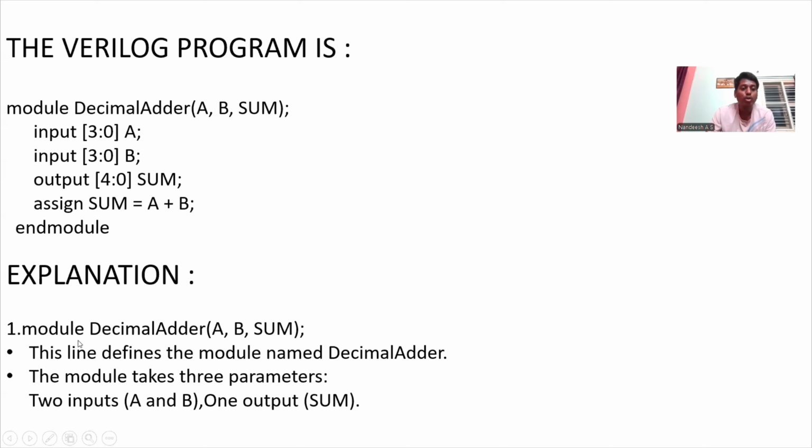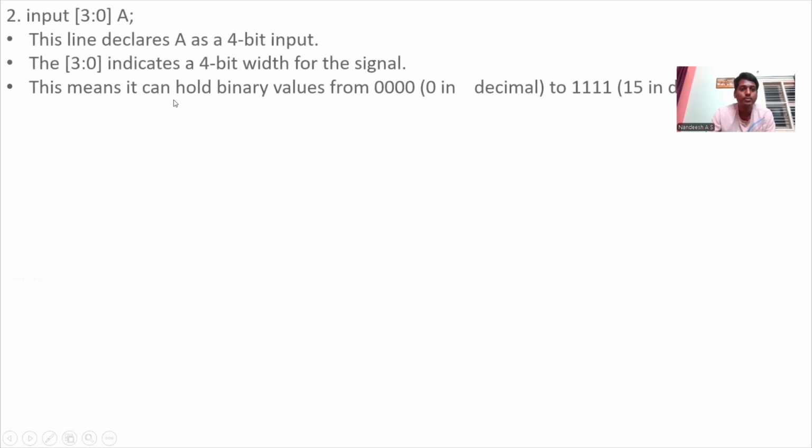The first line, module decimal_adder (a, b, sum), defines the module named decimal adder. The module takes three parameters, that is, two inputs a and b, and one output, that is sum. Here we can see sum as a parameter.